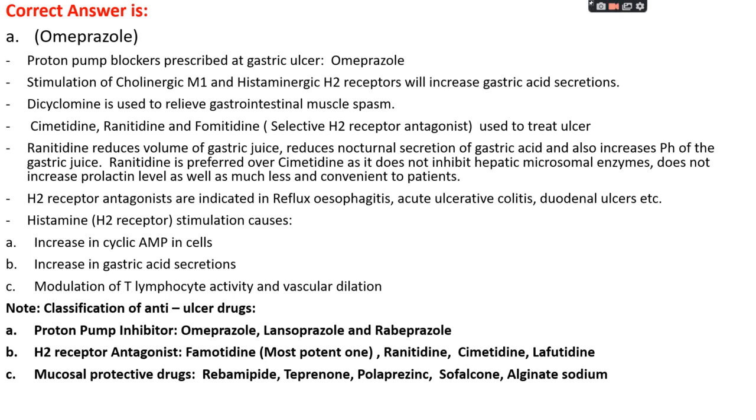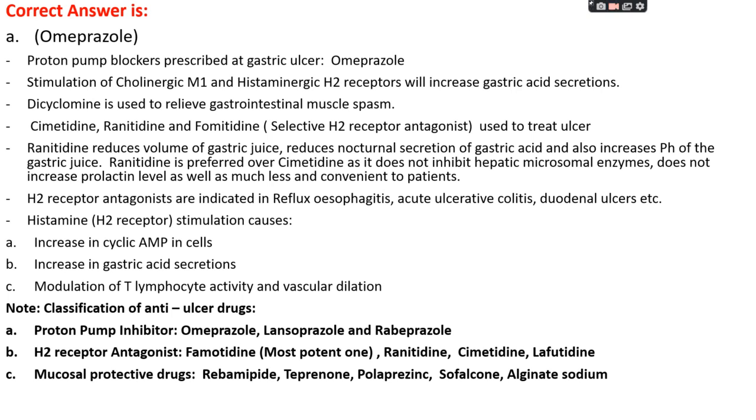H2 receptor antagonists. Ranitidine is preferred over cimetidine because it does not inhibit hepatic microsomal enzymes, does not increase prolactin level, and is much more convenient for patients. H2 receptor antagonists are also indicated in reflux esophagitis, acute ulcerative colitis, and duodenal ulcers, etc.